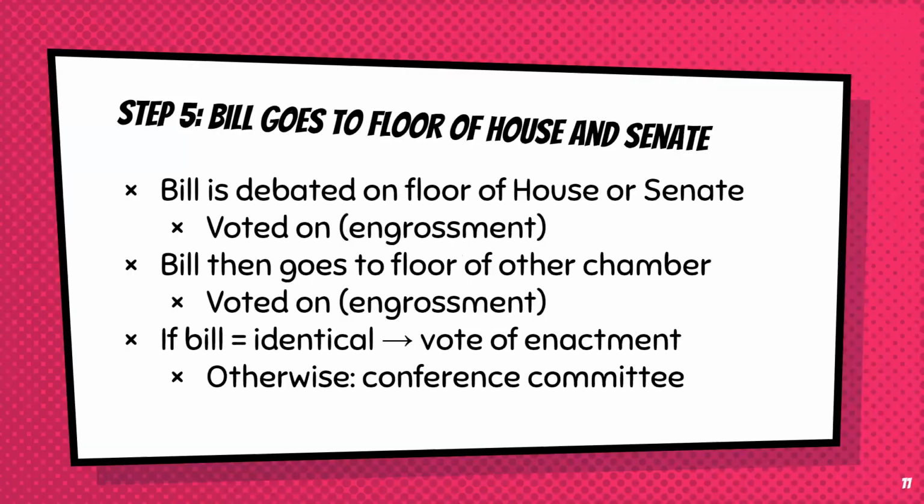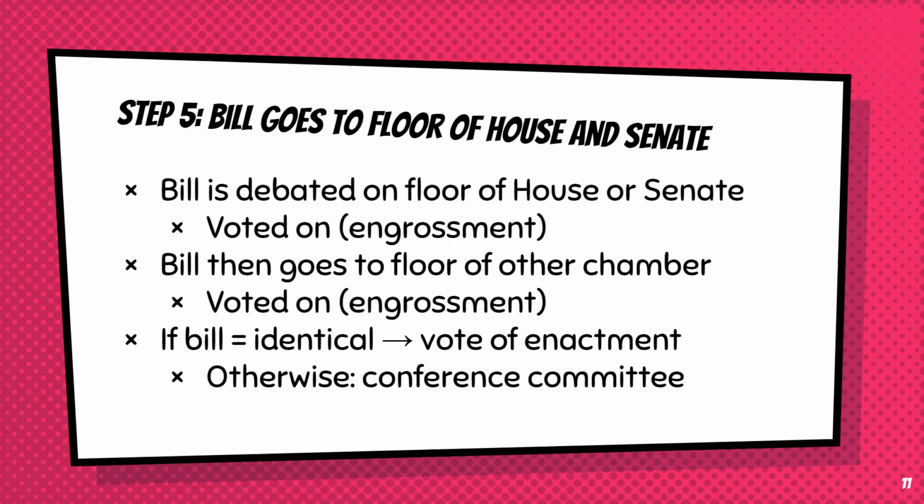So if the bill is read out favorably from the Committee on Bills in the third reading, it then goes to the floor of the chamber in which it was originally introduced. So if it was introduced in the House, it would go there first. If it was introduced in the Senate, it would go there instead. This is called engrossment. The bill is debated and then voted on. If it then passes in this chamber, it then goes to the other chamber for debate and voting.